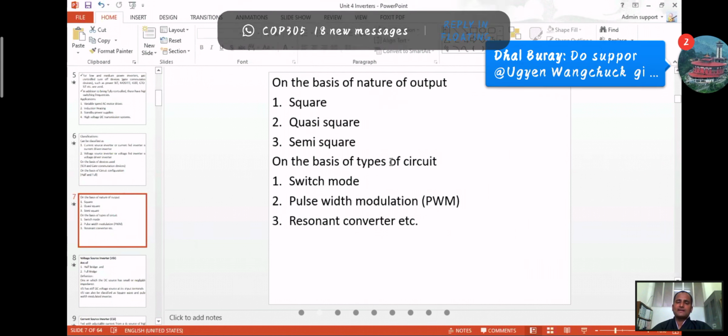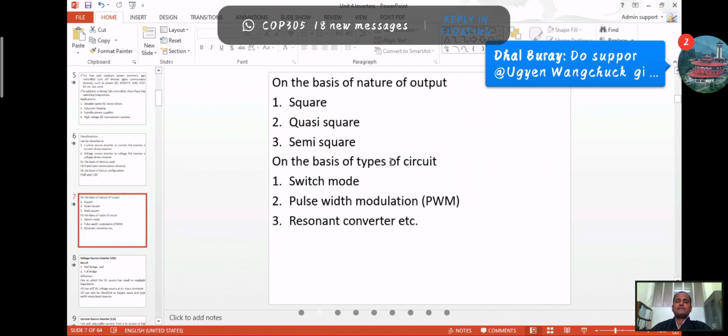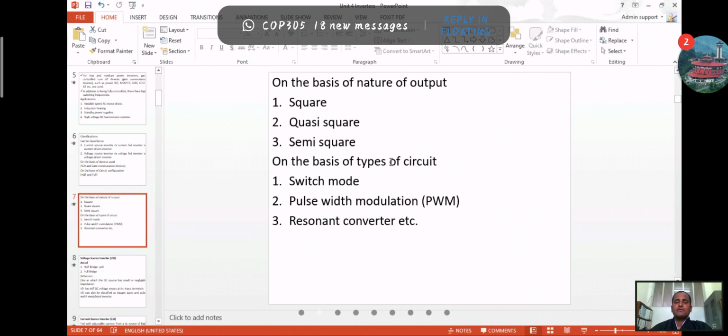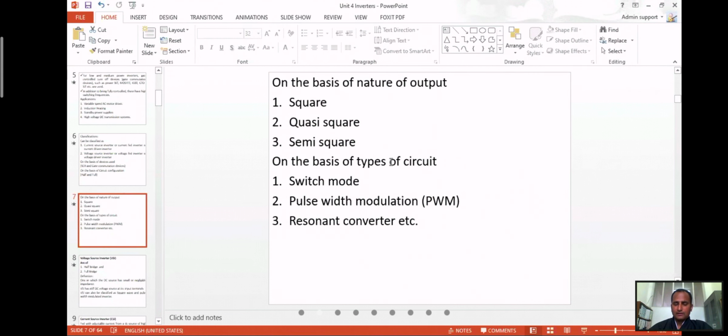Another one is on the basis of the type of circuits they use: whether it is a switch mode power supply, SMPS, or whether they use pulse width modulation. We have already talked about PWM, and whether they use a zero link converter. So there are many classifications we can make on the basis of the type of circuit they use.